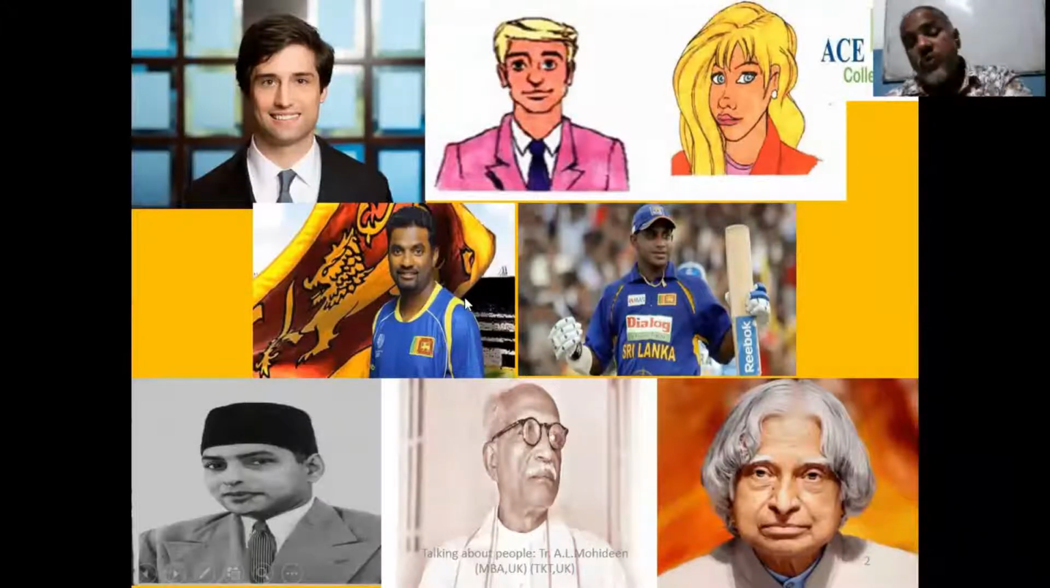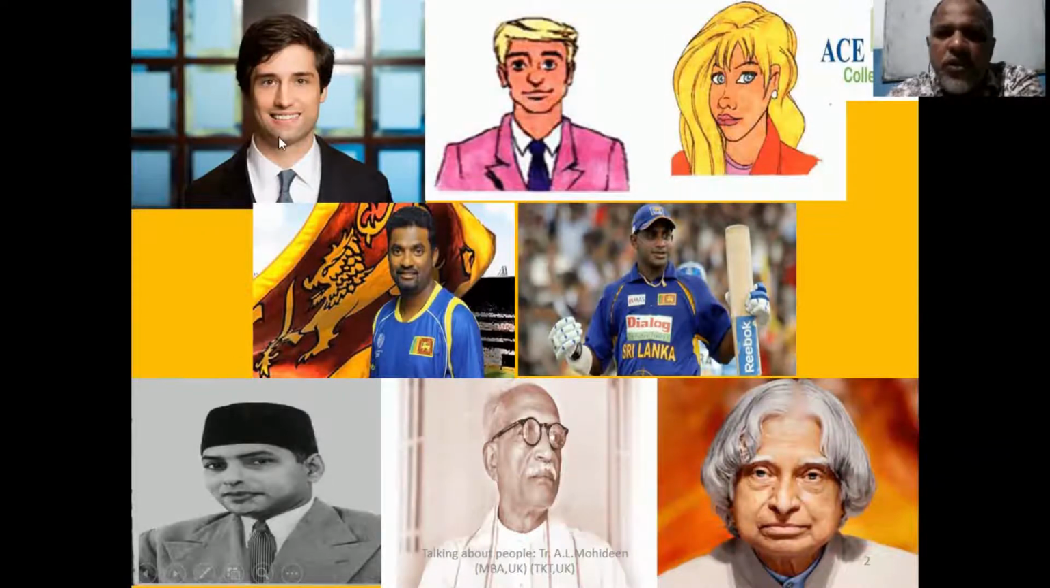The people in the middle, who are they? Cricketers. In the bottom, you can see politicians. So there are a total of 8 people. We have 8 people here. There are 8 people on the screen.